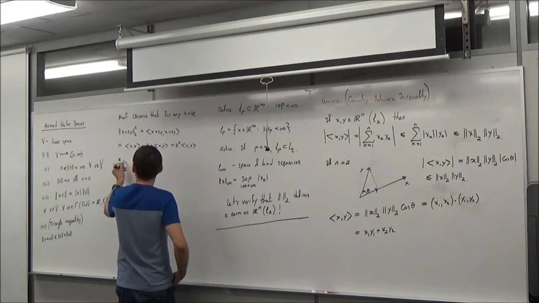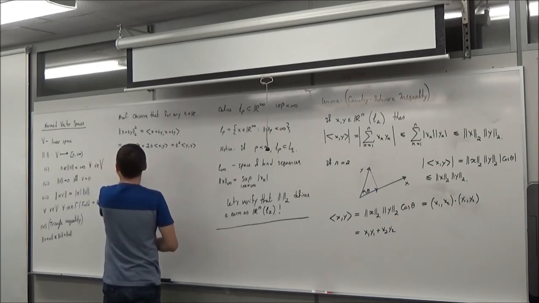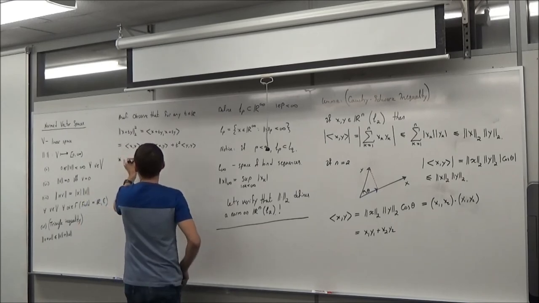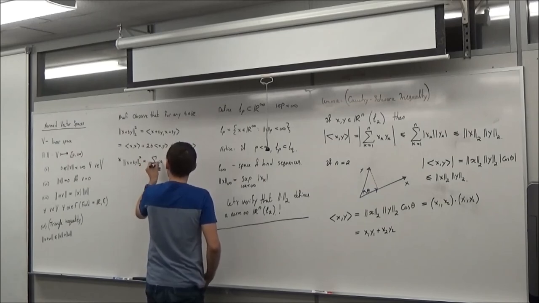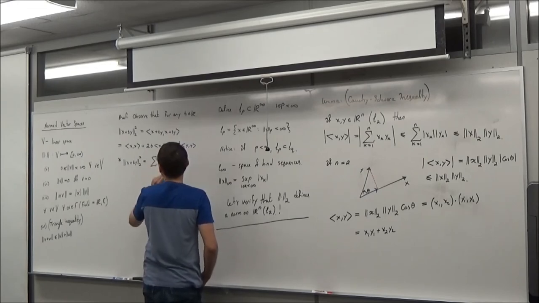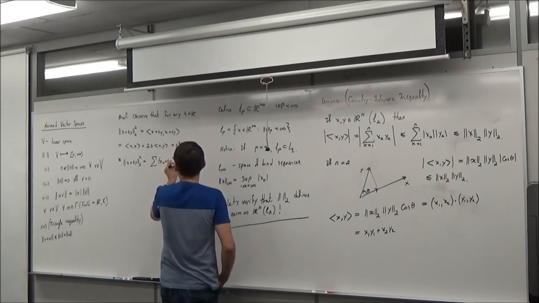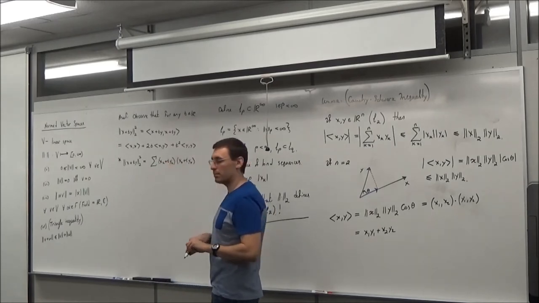Why is this? Because x plus ty squared is just the summation of xk plus tyk multiplied by xk plus tyk. So if I then rearrange the sum, I just get what you see on the top.